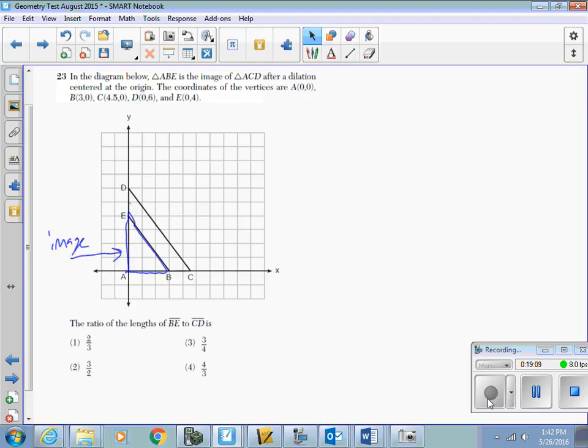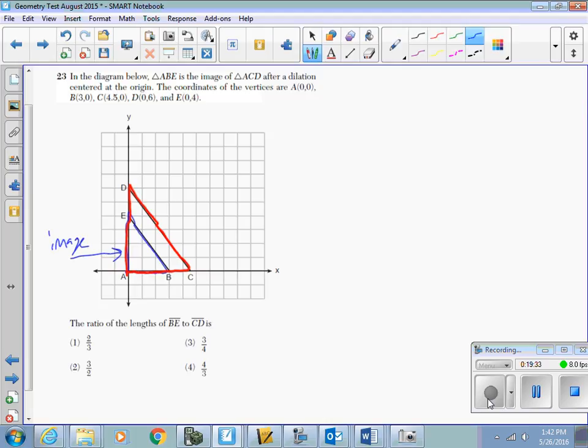And it's the image of ACD. So ACD, this was the pre-image. So we have a triangle that got smaller. So that means the scale factor must have been what? It had to be below 1, from 0 to 1. So that's a very important thing to think about.